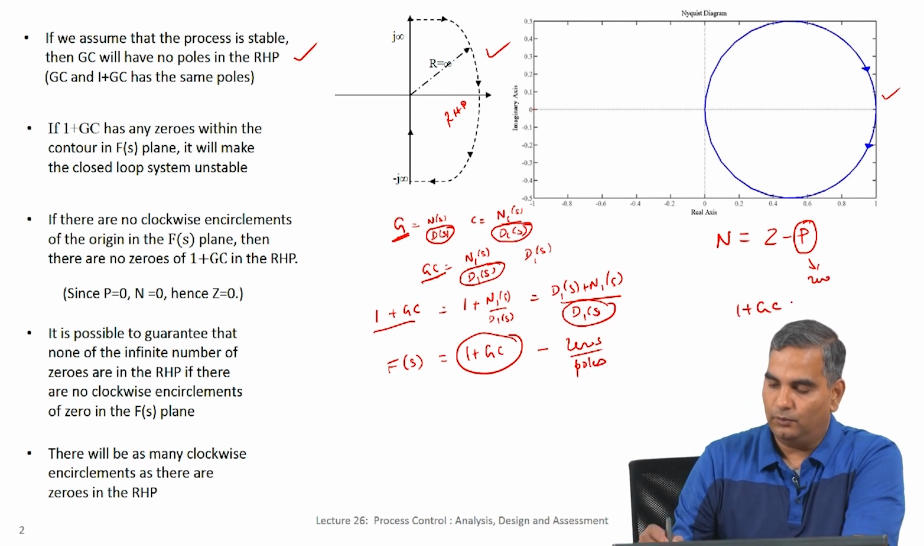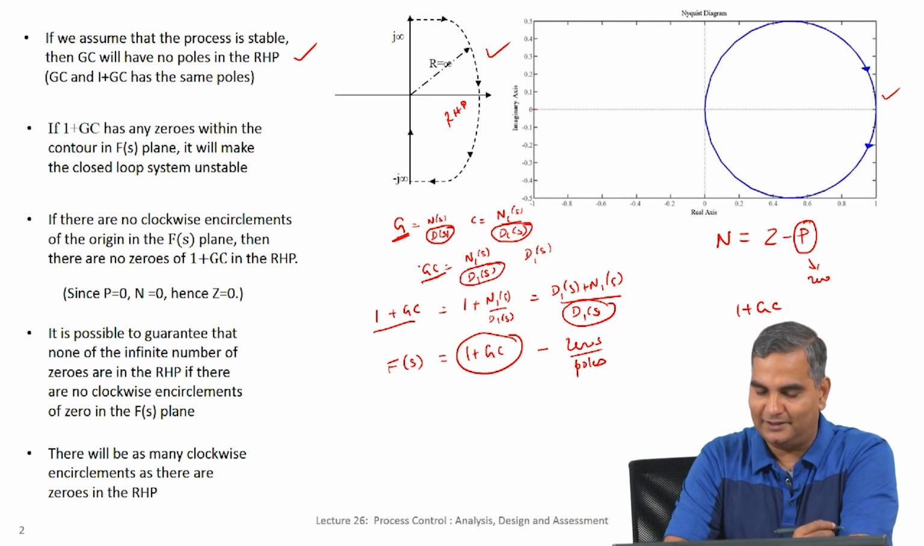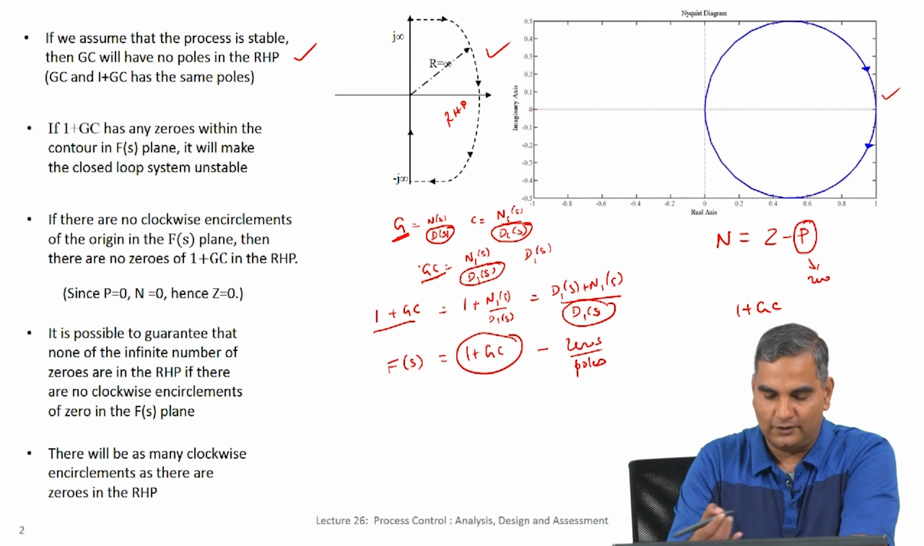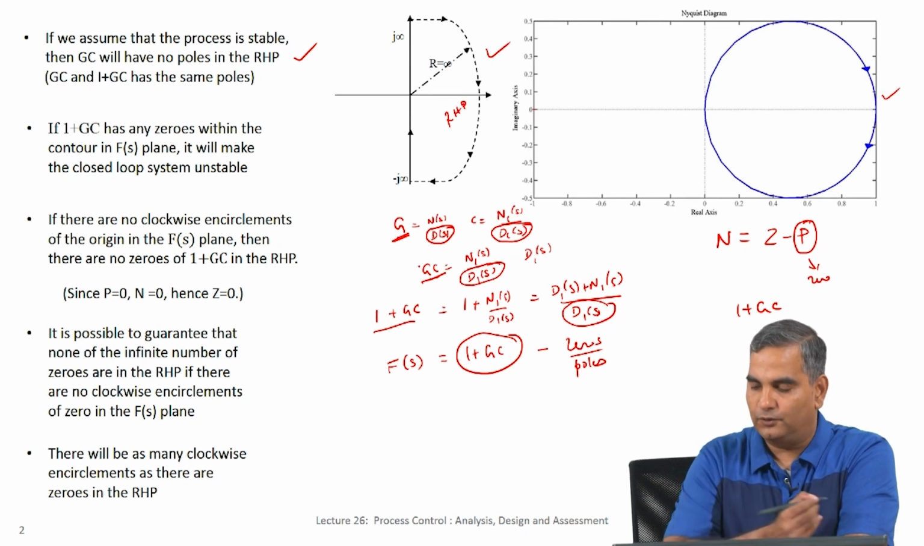Okay. So, why is P equal to 0 for 1 plus GC? Because poles of 1 plus GC are the poles of GC, and G is stable, so the controller will choose it to be stable. So, we will have no poles.